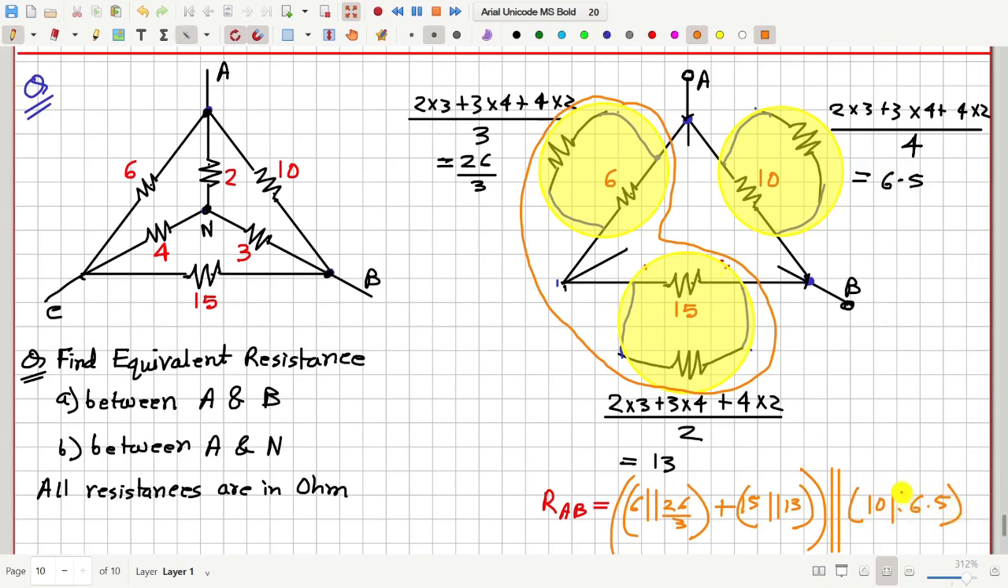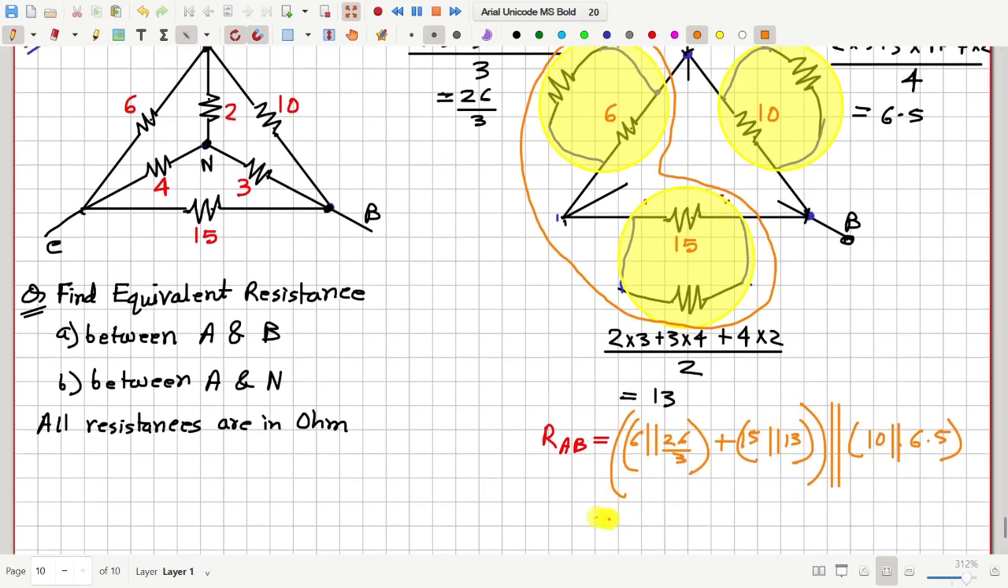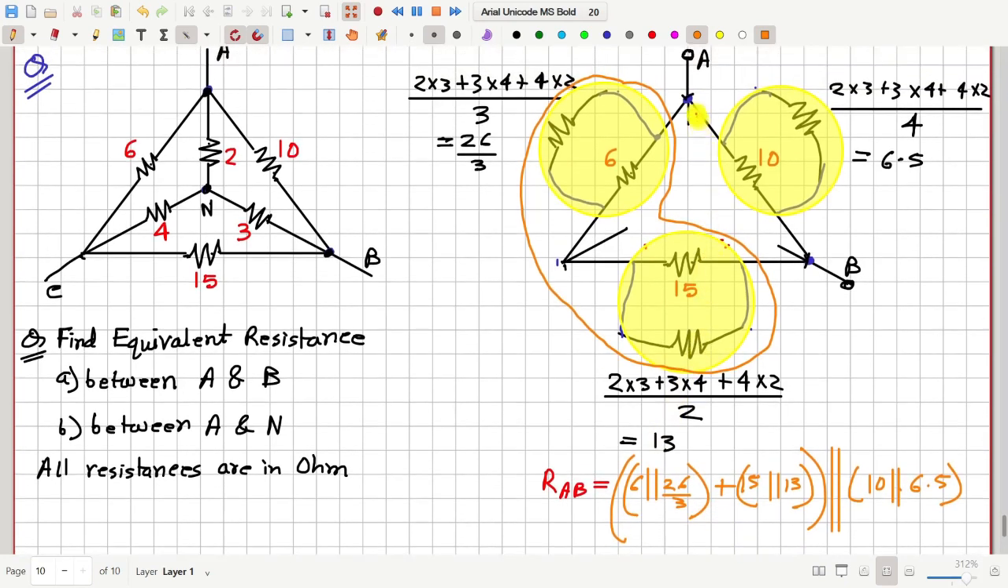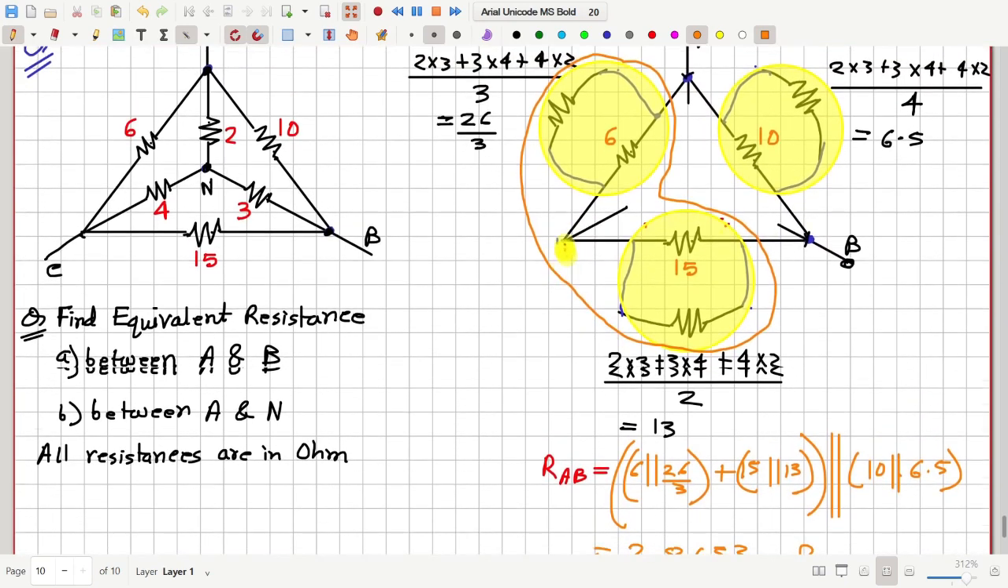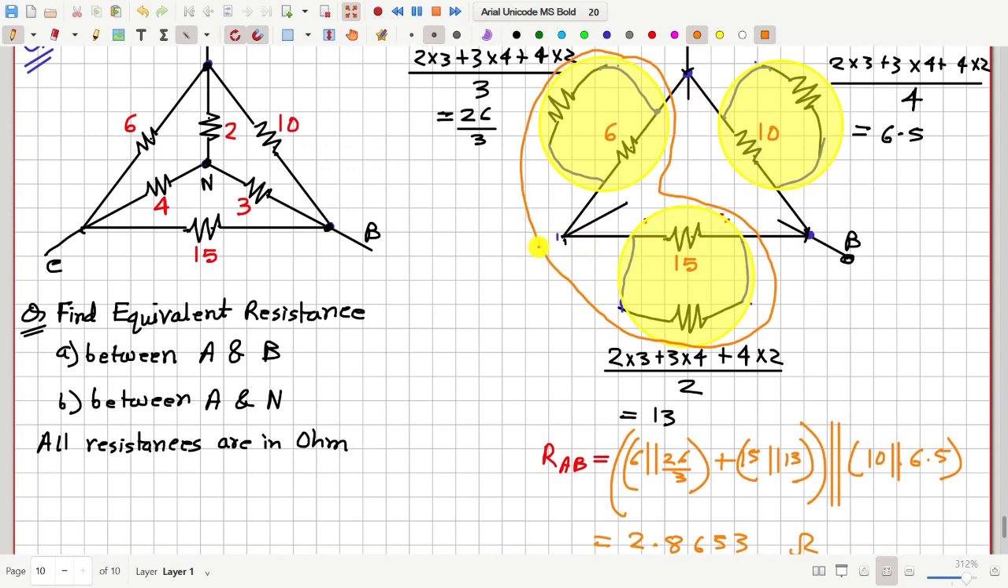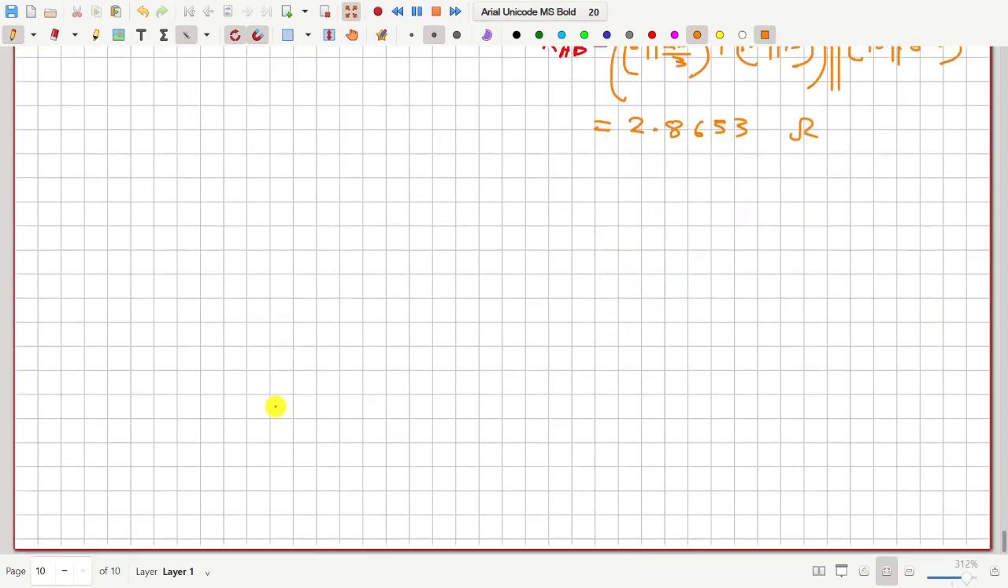Okay, parallel. Now if you calculate this value according to my calculation, this is 2.8653 ohm, and that is the resistance between A and B when C is floating, C is open, not connected. Okay, now in the next part we have to find the resistance between A and N. So for that let me make another copy of the original circuit.